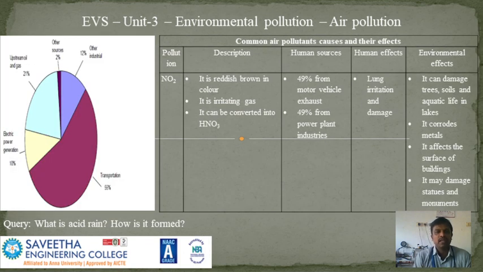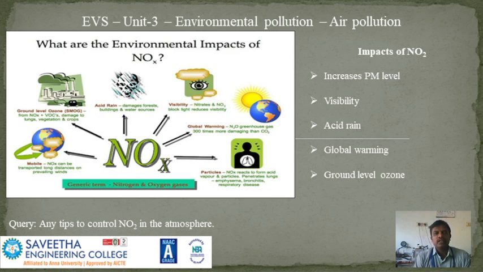Nitrogen dioxide is a reddish brown, irritating gas and it can be converted to nitric acid. 49% comes from motor vehicle exhaust and 49% from power plant industries. It causes lung irritation and damages the lungs completely. It can damage trees, soils and aquatic life in lakes. It corrodes metals, affects the surface of buildings, and may damage statues and monuments. What are the impacts of nitrogen dioxide? It increases the PM level, reduces visibility, and causes acid rain, global warming and ground level ozone formation.